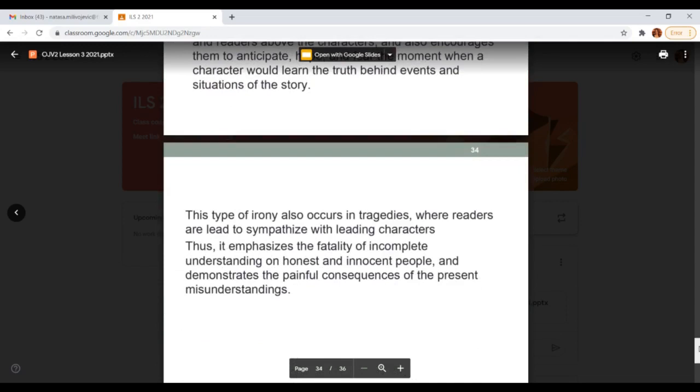This type of irony also occurs in tragedies, where readers are led to sympathize with the leading characters. So it sort of stirs this emotional response of the audience. Thus, it emphasizes the fatality of incomplete understanding on honest and innocent people, and also demonstrates the painful consequences of the misunderstandings present in the story, of course.